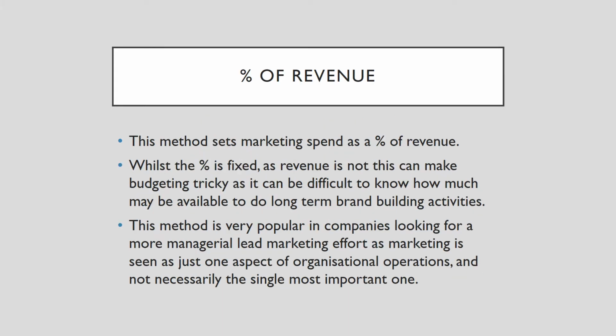Percentage of revenue. This method sets marketing spend as a percentage of revenue. Whilst the percentage is fixed, as revenue is not, this can make budgeting tricky as it can be difficult to know how much may be available to do long-term brand building activities. This method, though, is very popular in companies looking for a more managerial-led marketing effort, as marketing is seen as just one aspect of organisational operations and not necessarily the single most important one.